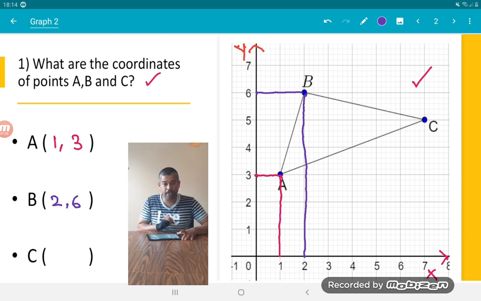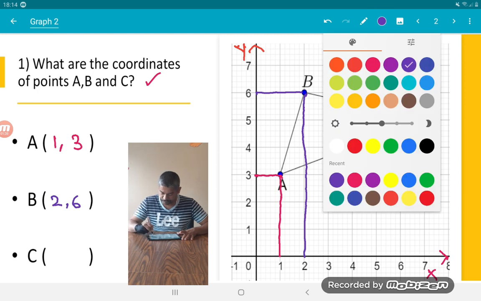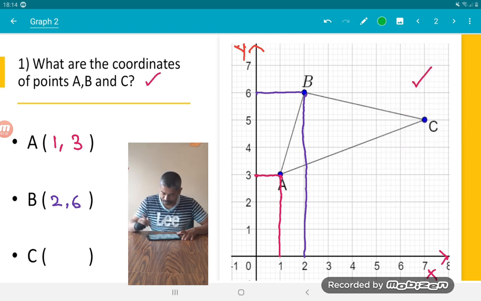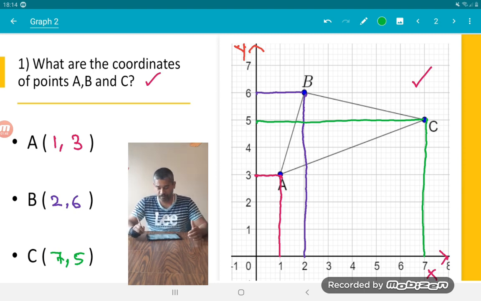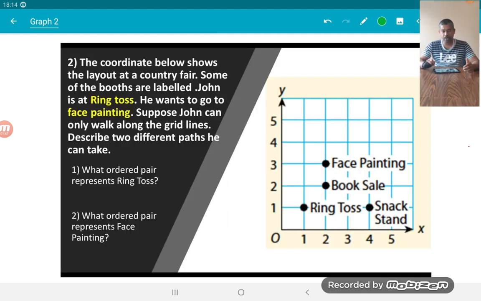Can you find the coordinate of letter C? I hope you get the answer 7 and 5. Yes? So the answer is 7, 5. I hope you understand this very well. Now, let us continue to the second problem.